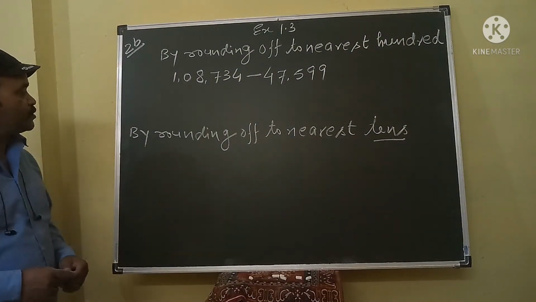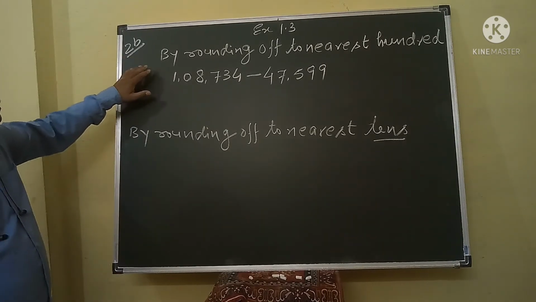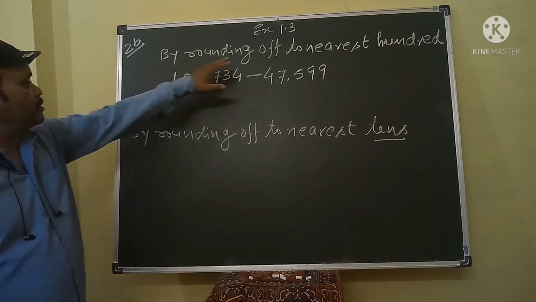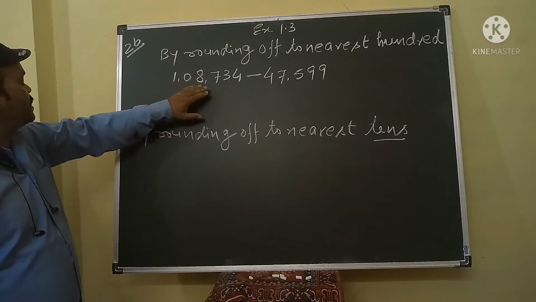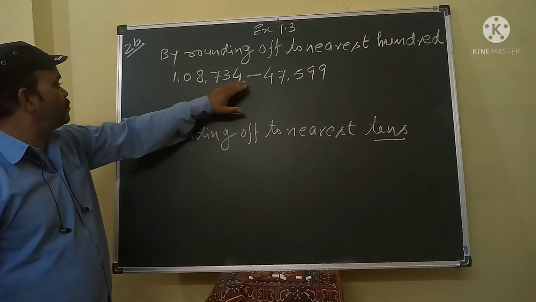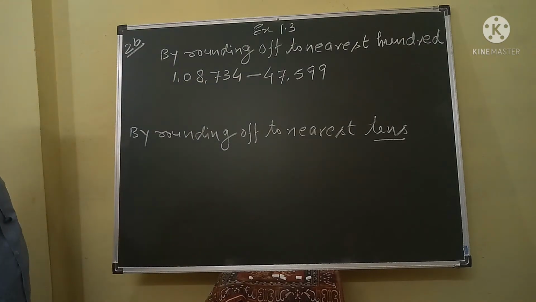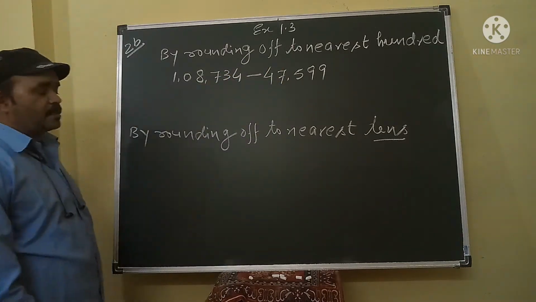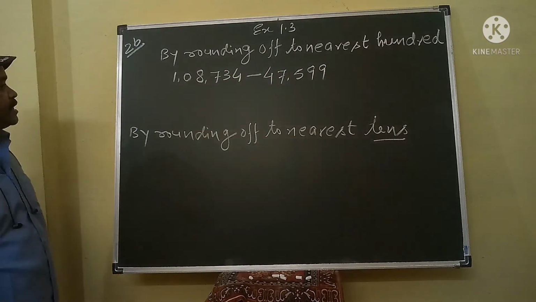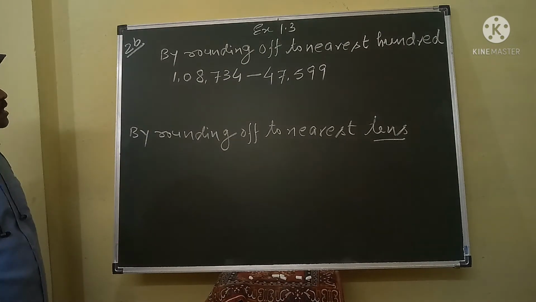Again, your next question is question number 2b, rounding off the numbers to the nearest 100. Okay. 1,08,734 minus 47,599. My dear student, by rounding off to the nearest 100, what will you do? We apply the same procedure.